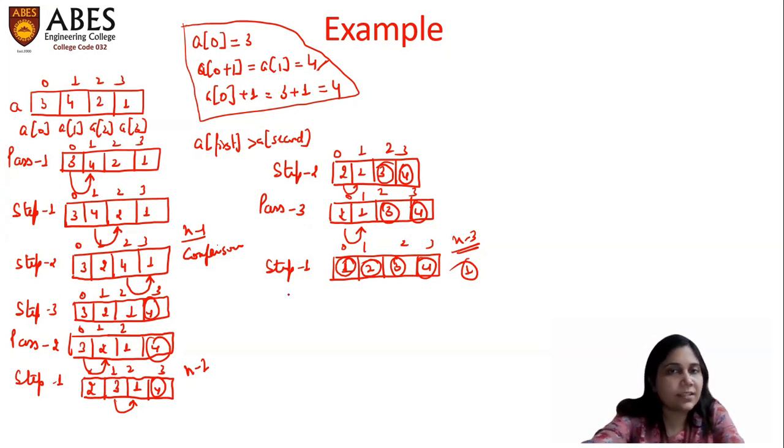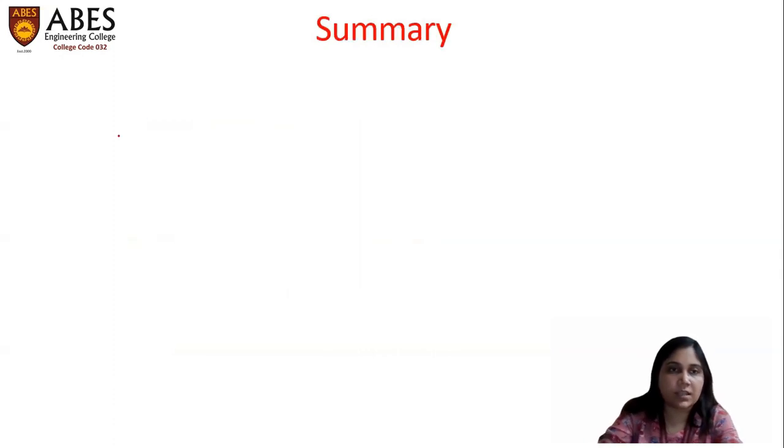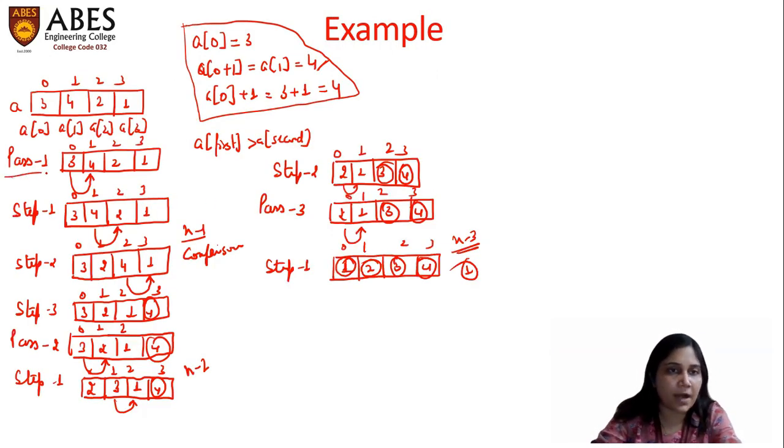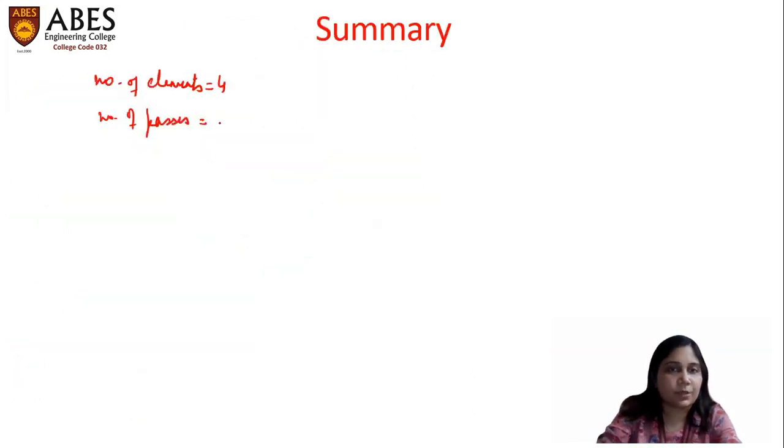Okay. Now if I summarize this, you remember each and every step. I'm writing the number of elements from where I have started. It was 4. Number of passes: because elements were 4, if you see pass 1, pass 2, and pass 3, it means the number of passes is 3.